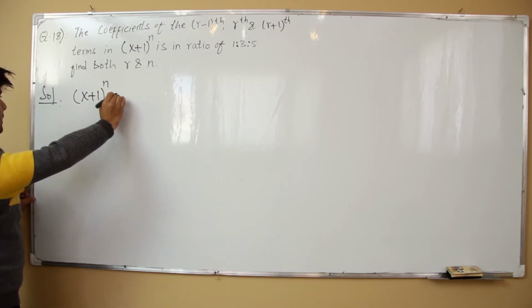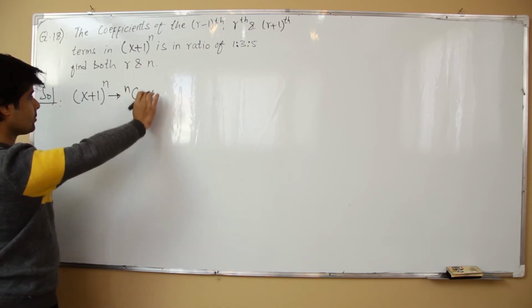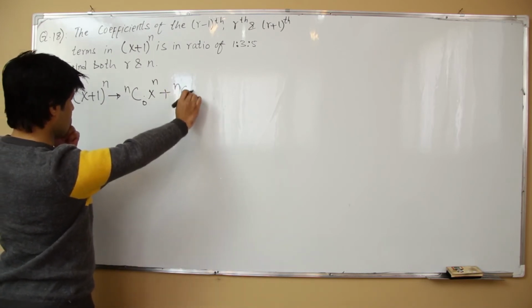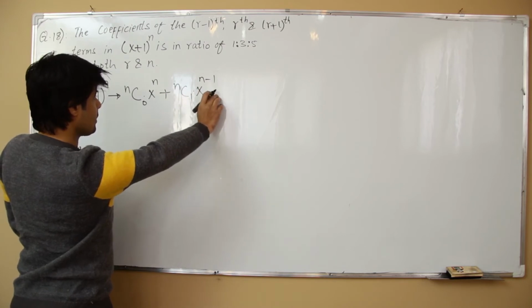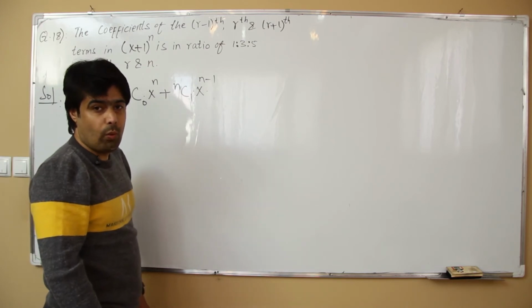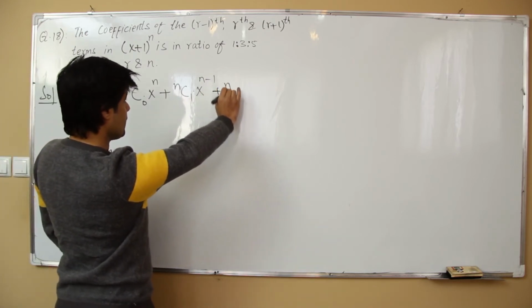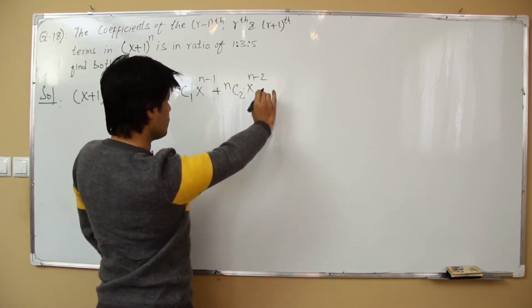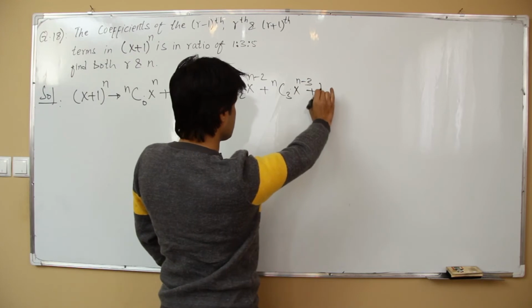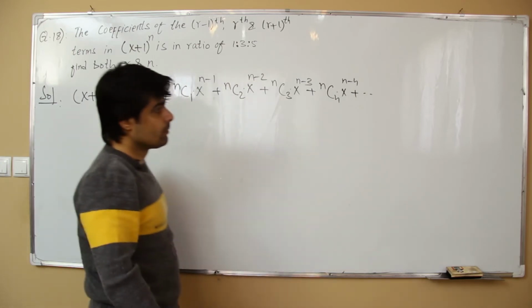According to binomial expansion, we have n C 0 x to the power n, the first term. What is the second term? n C 1 x to the power n minus 1. The 1 we do not write, because 1 doesn't have any meaning in multiplication. So plus n C 2 x to the power n minus 2. The next one is n C 3 x to the power n minus 3. The next one is n C 4 x to the power n minus 4, like this.